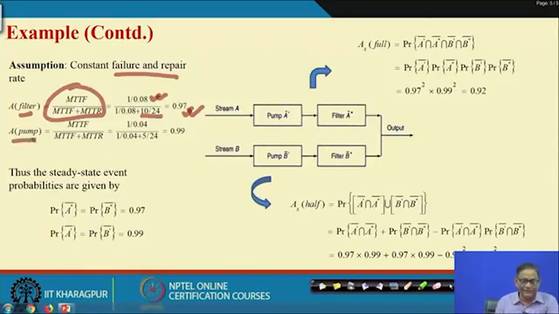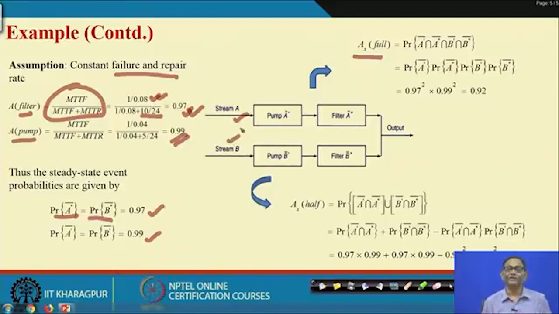In the same manner, availability of each pump is 0.99. Okay. So, probability of filter success is 0.97, probability of pump 0.99, that is what is computed. Now, what we are interested to know is when we will be getting the full production, so we want to know availability for full. Availability of full means both stream A and stream B should be successful. So what is the probability of stream A being successful when both pump and filter work? Similarly for stream B, both pump B and filter B should work.